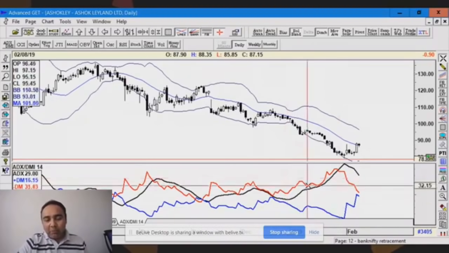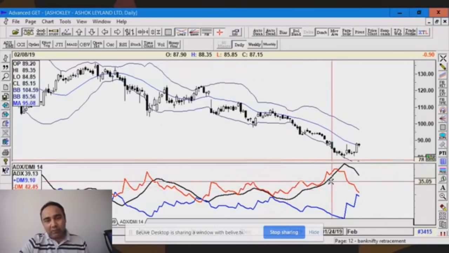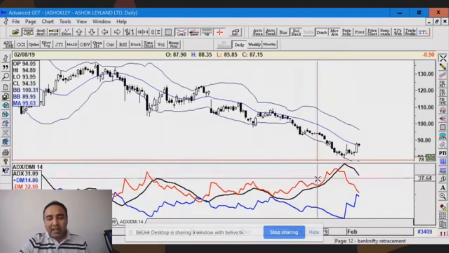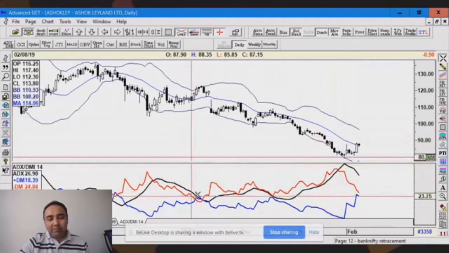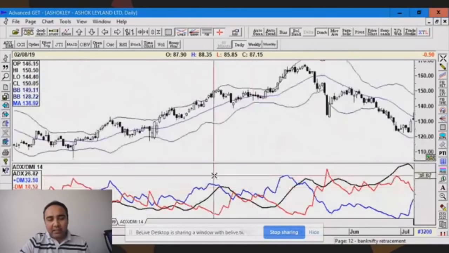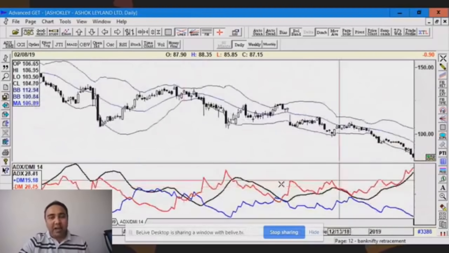The red and blue are called the DMIs. It's a 14 period by default setting. If the red is up, that means of course the downtrend is on. And if the blue is up, that means the uptrend is on. Let's say here the blue is up, it's an uptrend. So this is the basic 14 DMIs.